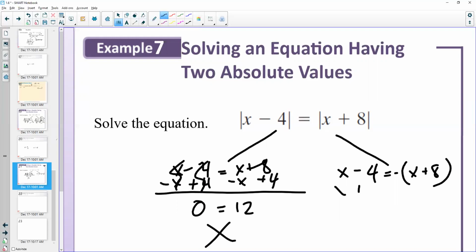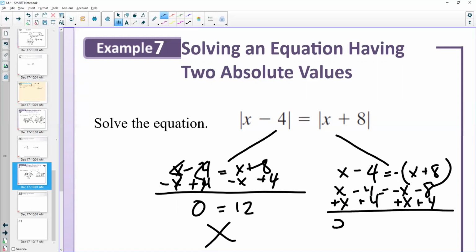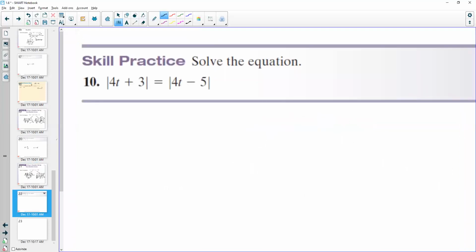So on this one, I'm going to do x minus 4 equals negative x minus 8. I'm going to add x. I'm going to add 4. I'm going to get 2x equals negative 4, divided by 2, x equals negative 2. So in this case, there's only one solution. Okay, that's all right. No big deal. One of the cases didn't work out because it became an impossibility. That's fine. All right, you try this one.